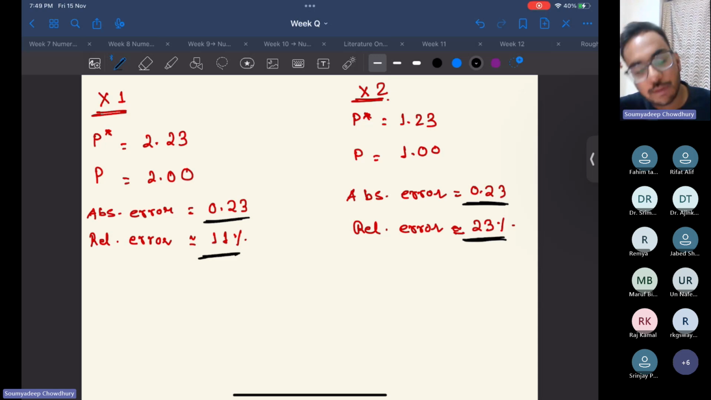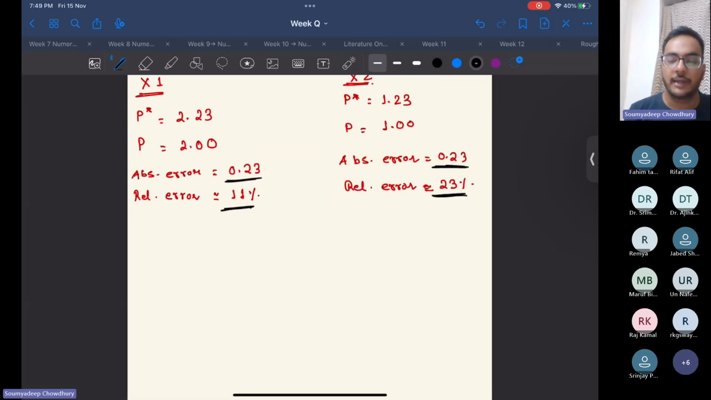So I described this because I wanted to emphasize the fact that relative error is more important, as far as numerical methods are concerned, than the absolute error. Fine, is it clear? Yes, sir. Okay.